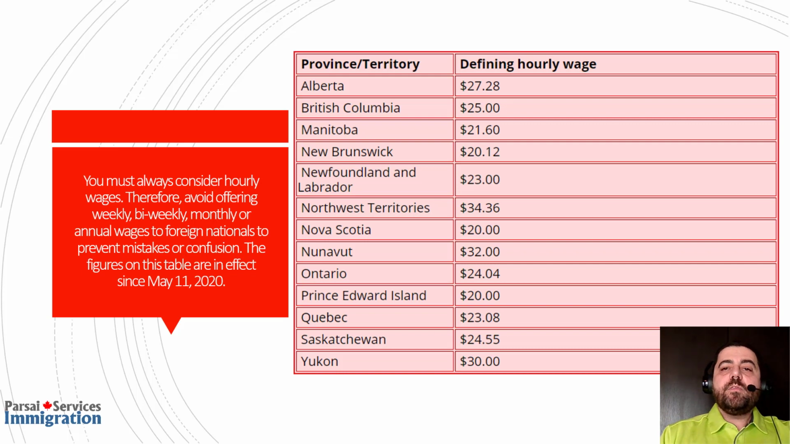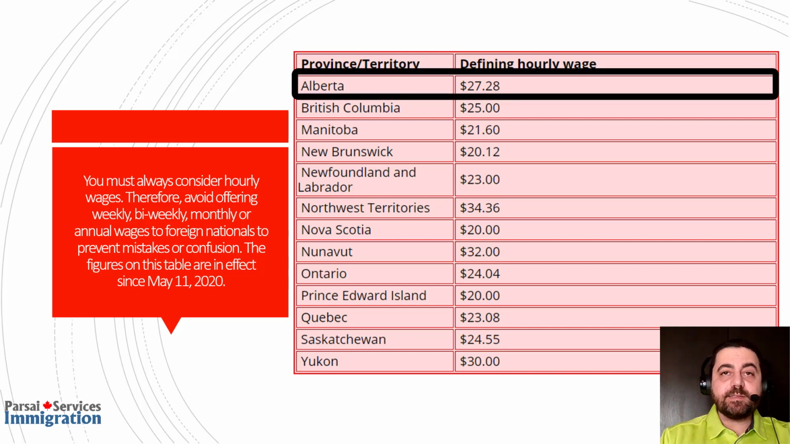For example, the defining hourly wage or median wage for Alberta is $27.28. It means that if you're going to hire a foreign national and the salary that you are offering them is equal to or more than $27.28, then this is a high wage position. If the salary that you are offering to that person is lower than $27.28, then this is considered a low wage position.